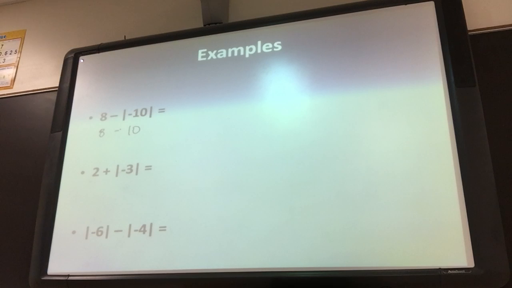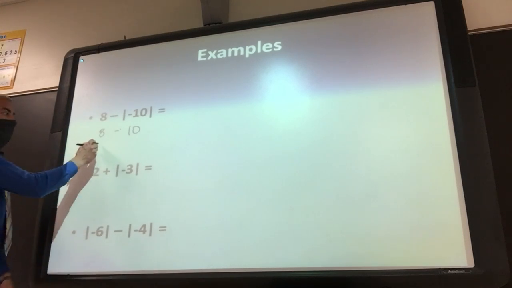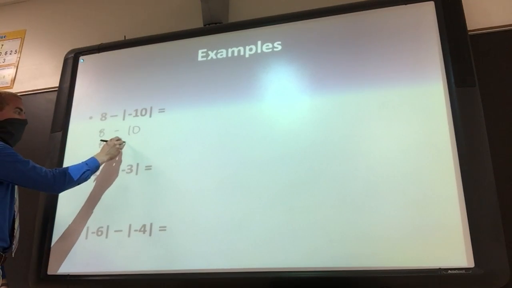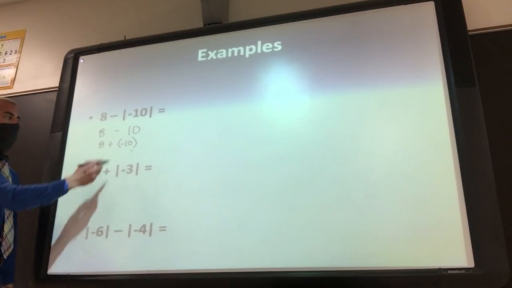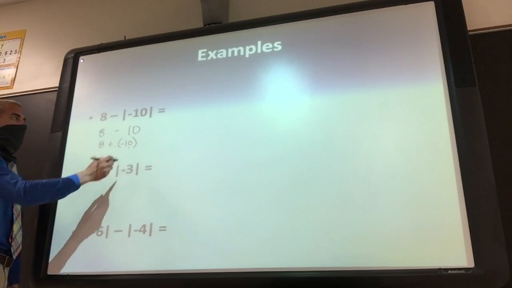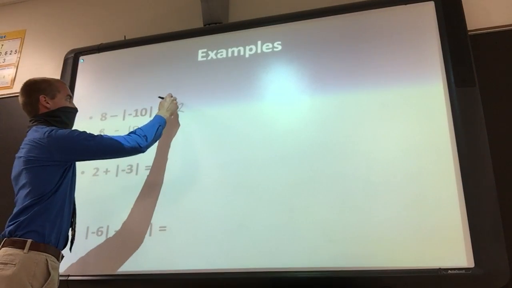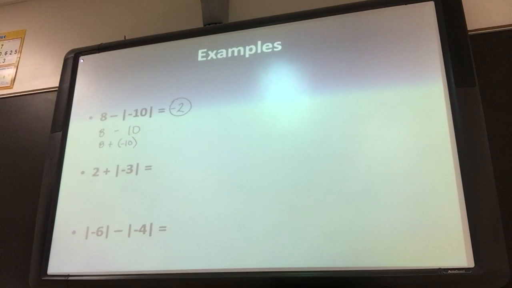Go back to last week if you need to. You can change that to 8 plus -10, and then we would subtract them, and our answer would be negative because 10 is the bigger number and 10 is negative. So our answer is going to be -2, which means you can get a negative answer with absolute value.